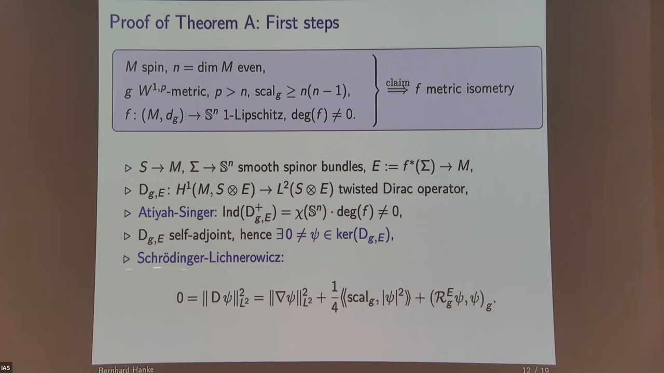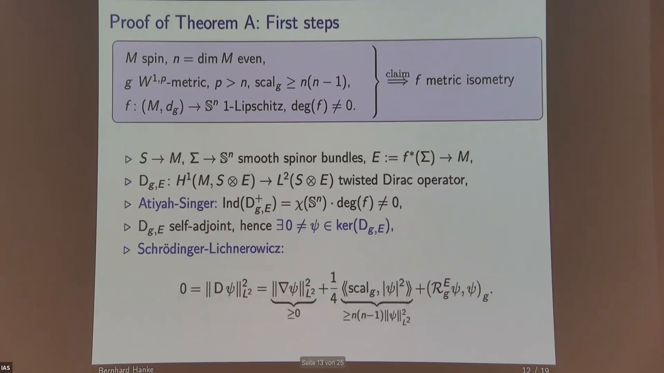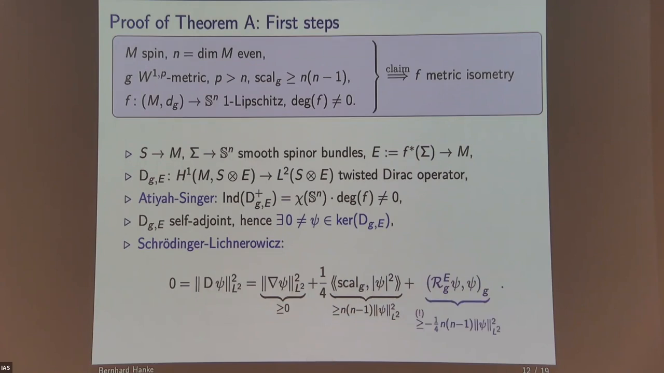Now we write the Schrödinger-Lichnerowicz formula in this situation. Dirac applied to the spinor is zero, so we get zero here. And this is the right-hand side from before. Let's evaluate it. This is bounded below by zero, which is clear because it's a square. The second term is bounded below by n times n minus one times the L2 norm squared of psi. This is this assumption here. How about the last term? It turns out that this is bounded below by minus one over four times n times n minus one times the L2 norm squared of psi.